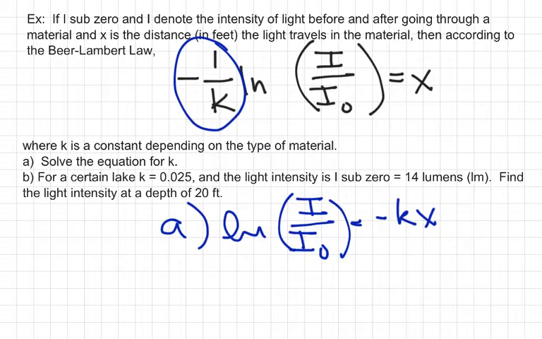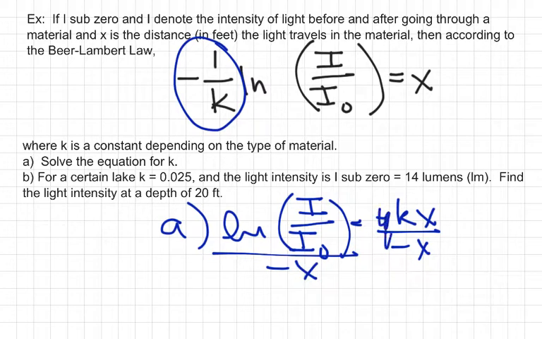Now all I have to do to finish this problem off, to solve, is to divide by negative x. And then all of this goes away.